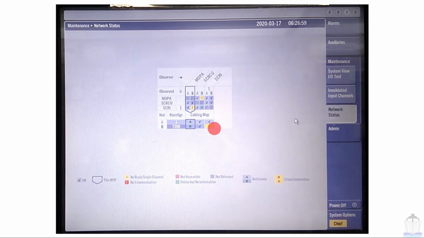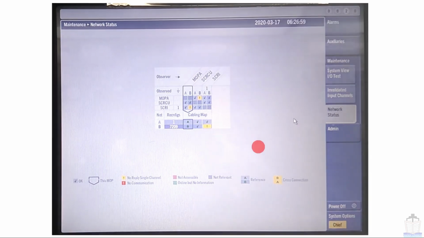Now here you can see no reply single channel alarms are appearing and the counter of the reconfiguration is increasing, whereas net A is okay. This ACRI is basically an MPC and there is a problem with this ACRI on its network channel B. That is why the reconfiguration count keeps on increasing. How could I make this out? Because just by seeing this cabling map, the alarm is appearing over here.